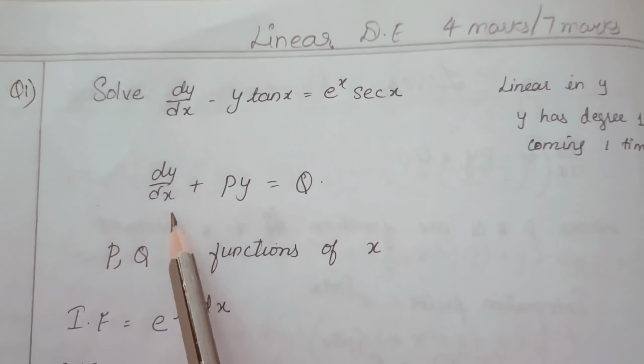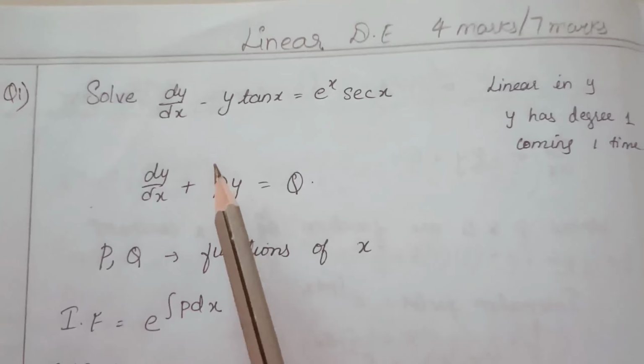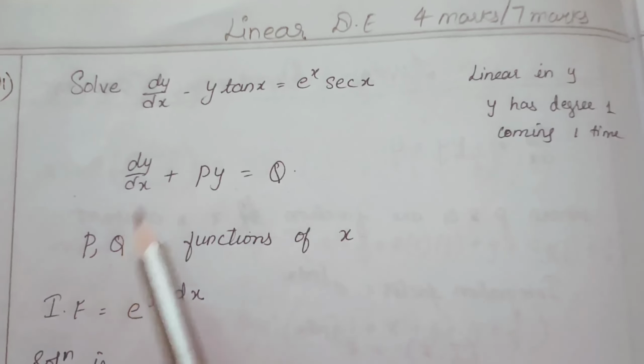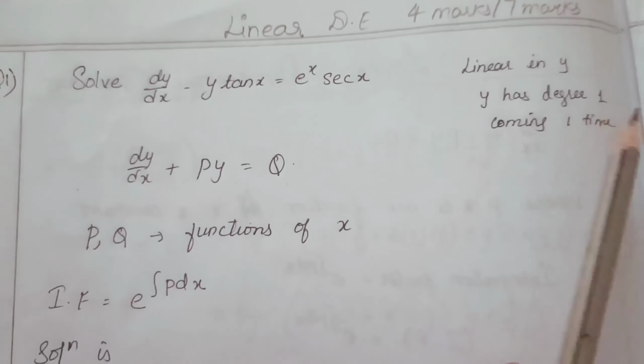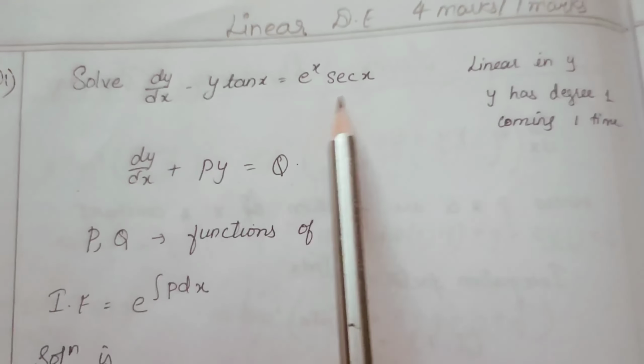It is in the form of dy by dx plus py is equal to q. Here the y term is coming only one time and its degree is 1. So it is linear in y, has degree 1. It is coming only one time. Others are x, x, x.